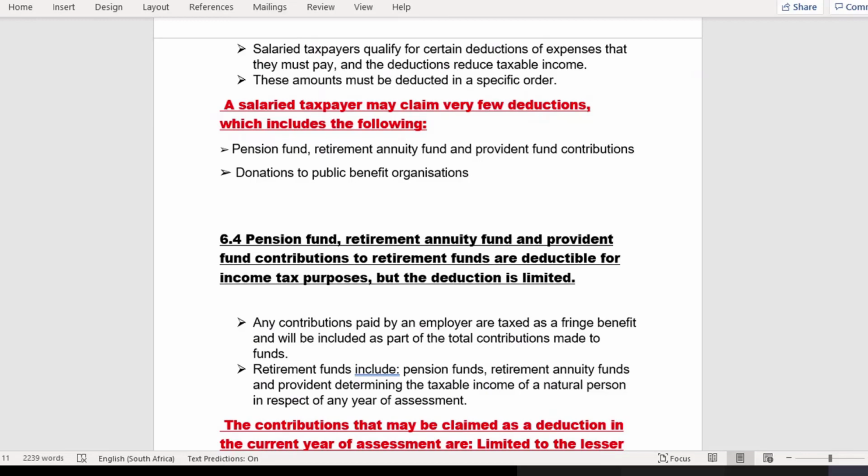So a salary taxpayer may claim very few deductions, which include the following. Some of them are compulsory for permanent staff, and some are actually allocated to temp staff. So pension fund, as I've mentioned, and the retirement annuity fund, including the provident fund contributions, along with your donations to the public benefit organizations. Right, I think that's where we would cut off last week when we were doing the tax class.